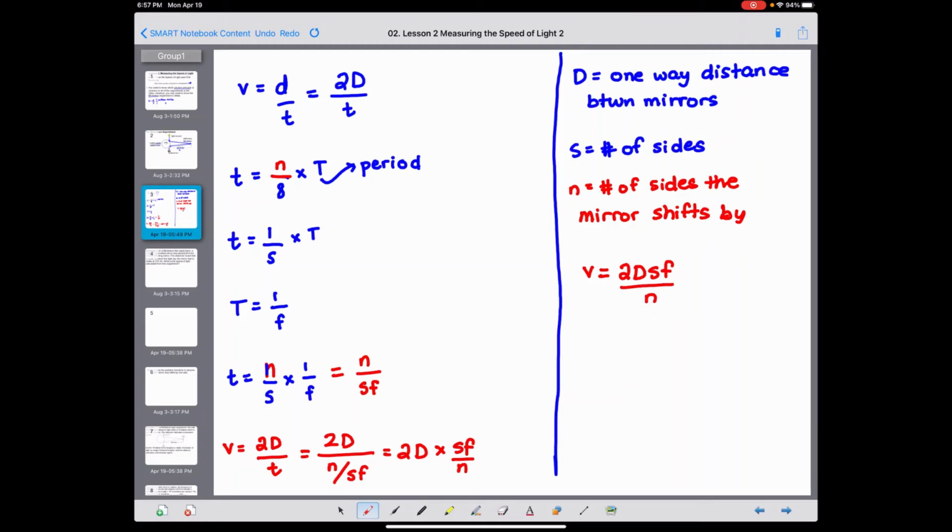So there's a couple variables in there that I haven't written out yet. Let's just do that quickly now. So V is the speed of light. And then F is the frequency of the rotating mirror. And just add units in here. So capital D should be in meters. S and N do not have units because they're just number of sides or number of sides that it's shifting by. Speed is going to be meters per second. And then frequency is going to be hertz, which is the same thing as 1 over a second.